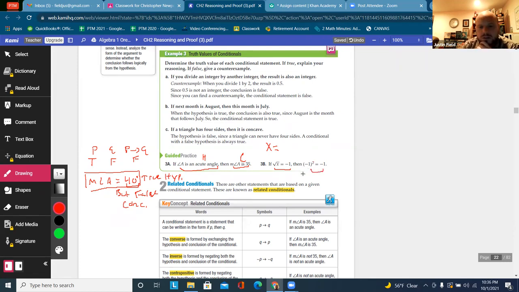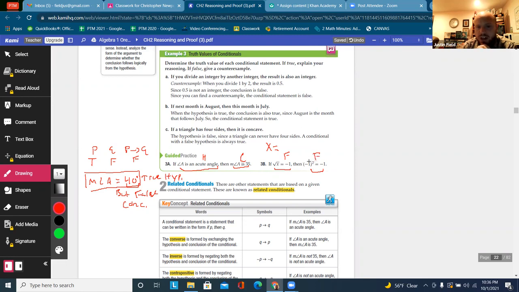But can we think of the square root of x equals -1? That's false. All right, we know that that doesn't exist in the real number system. There's no square root that equals -1 until you get to algebra 2. So in geometry, we could say that's a false hypothesis. So this is false too.